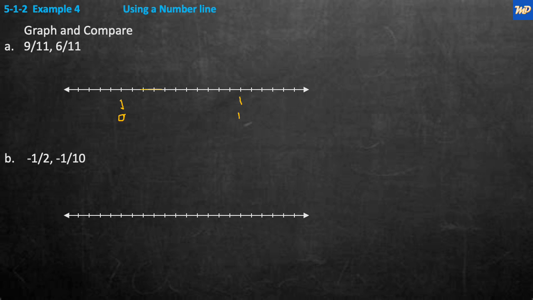11ths. There we go. So if we were to start over again, this is 11, so we have an idea. If we start here at 0, we go 1, 2, 3, 4, 5, 6. 6 11ths. And 1, 2, 3, 4, 5, 6, 7, 8, 9. 9 11ths.